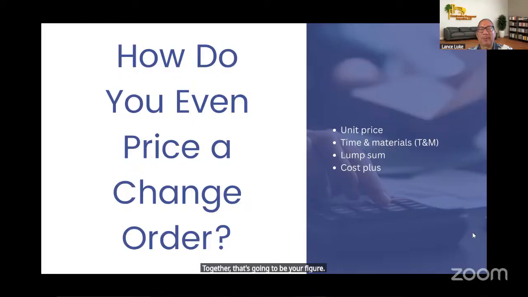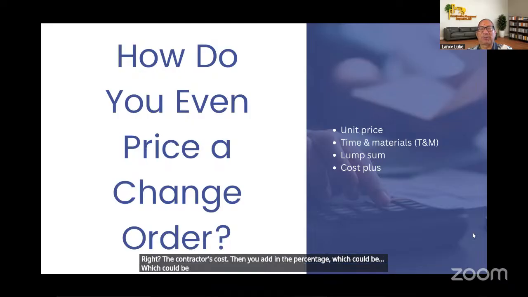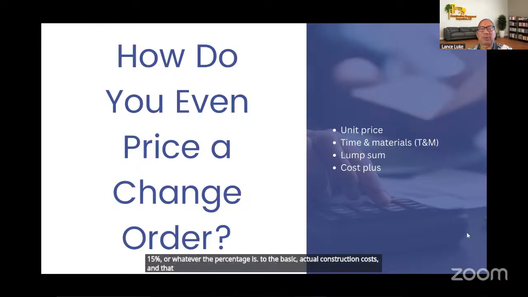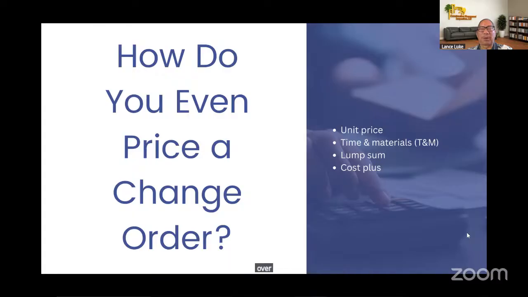Lump sum is just, okay, here's the amount that I'm going to charge you for this type of work. And then cost plus is whatever it costs a contractor, right? The contractor's cost, then you add in the percentage, which could be 10%, 15%, or whatever the percentage is, to the basic actual construction costs. And that would be the contractor's overhead and profit.